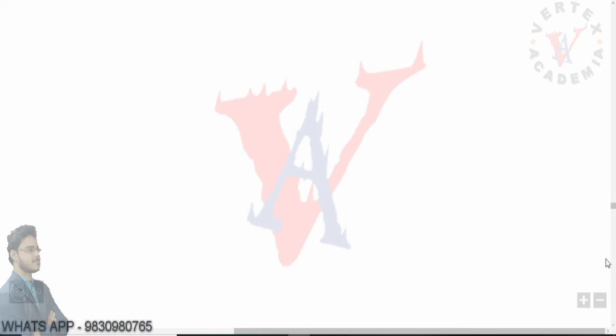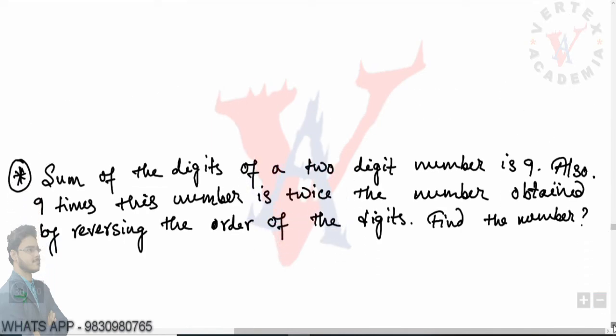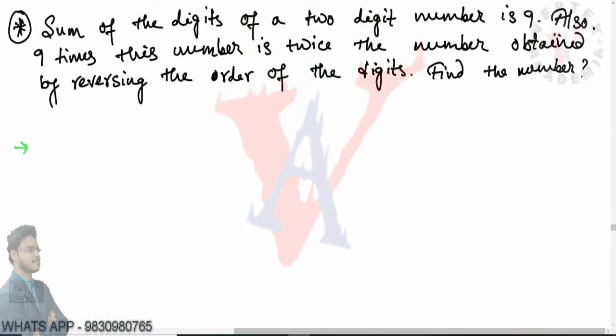Now let us take a problem and try to solve it. After solving the problem, I think it will be more clear to you. This problem is also from NCERT, and this is a good one. So let us start solving it. What it says is that the sum of the digits of a 2-digit number is 9. Also 9 times this number is twice the number obtained by reversing the order of the digits. Find the number. So basically, what I have told you earlier, we have to find what is asked. We have been asked to find the number, and another thing we need to focus on is that there must be two condition statements.